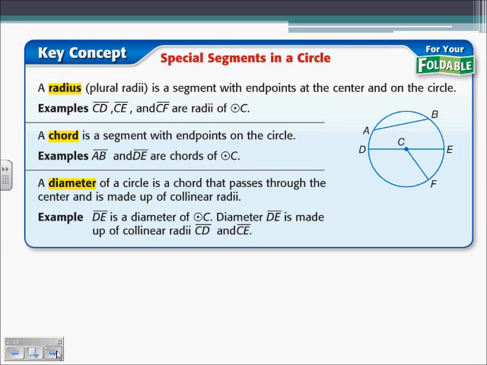And lastly, we would have the diameter of a circle, which is a chord that passes through the center and is made up of collinear radii. So DE is the diameter of circle C. You can see it's made up of the radii CE and CD. And since both endpoints of it are on the circle, it's also a chord.